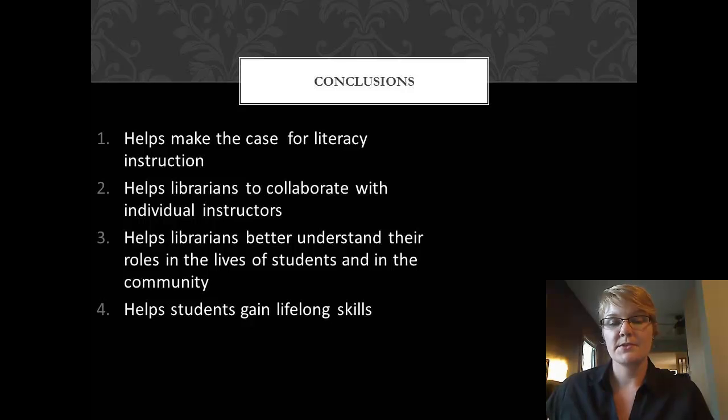And it helps students really gain those lifelong skills that they're going to need to navigate the exponentially increasing amount of information that they're going to encounter in this age of Google. And all of this put together really cements, for me, the library's relevancy in higher ed in the coming decades. So that's the gist of my paper.